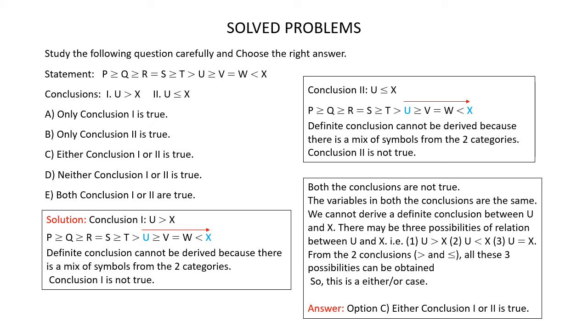Now let's look at the two given conclusions. We have the symbols greater than and less than or equal to here. So from these two symbols, all the three possibilities can be obtained. So from the two conclusions, all the three possibilities, U is greater than X, U is less than X, and U is equal to X can be obtained. So all the three possibilities can be obtained from the two conclusions. So clearly this is an either or case. So the correct answer is option C. Either conclusion 1 or conclusion 2 is true.